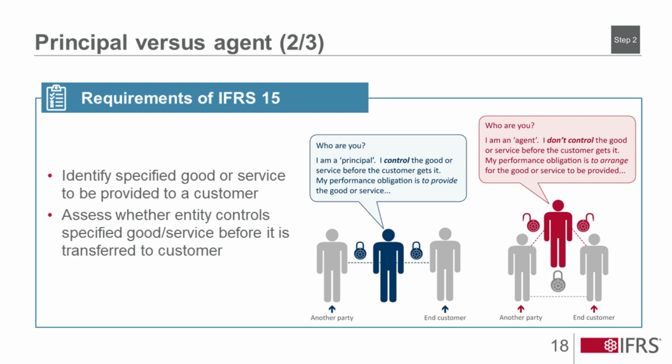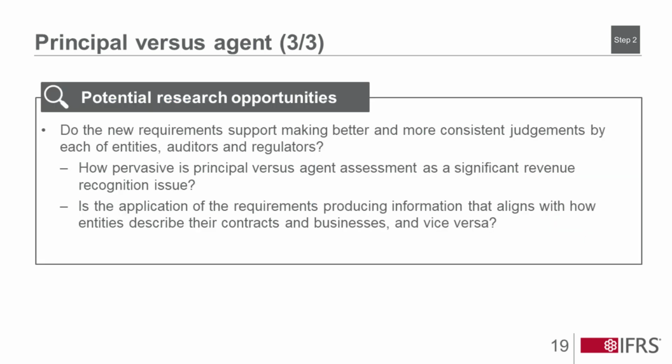Thanks, Raghava. So looking at our next slide, the board is likely to have several high-level questions that it needs to address in this PIR. One that's stated here is about whether new requirements support making better and more consistent judgments by entities, auditors, and regulators about when an entity is acting as a principal and when it's acting as an agent. Now, there's a strong line of research into judgments and decision-making. So academics may want to investigate the judgments made by companies and auditors regarding determinations of when an entity is a principal and when it is an agent under IFRS 15, given that we've now got new requirements and guidance.